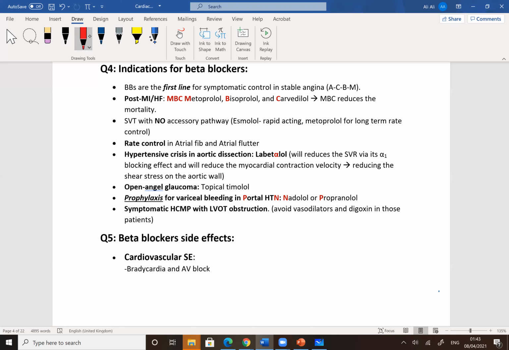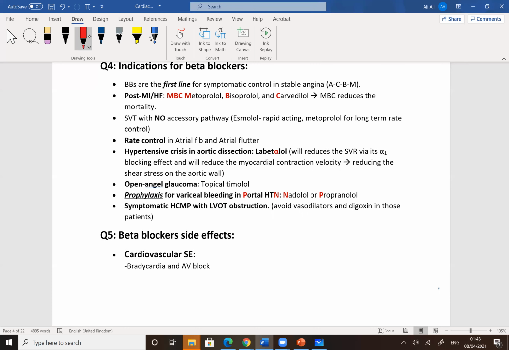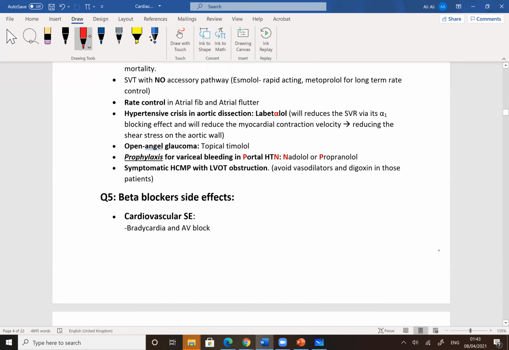Okay, let's talk about the beta blocker side effects. Before we talk about beta blocker side effects, let's talk about the last indication for beta blockers, which is symptomatic outcome with left ventricular outflow tract obstruction. What is that? It is hypertrophic cardiomyopathy. Hypertrophic cardiomyopathy sometimes may come with left ventricular outflow tract obstruction.